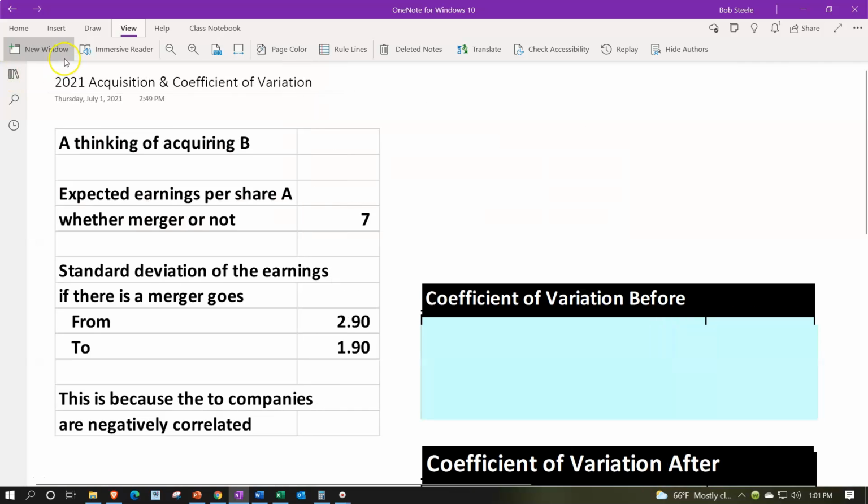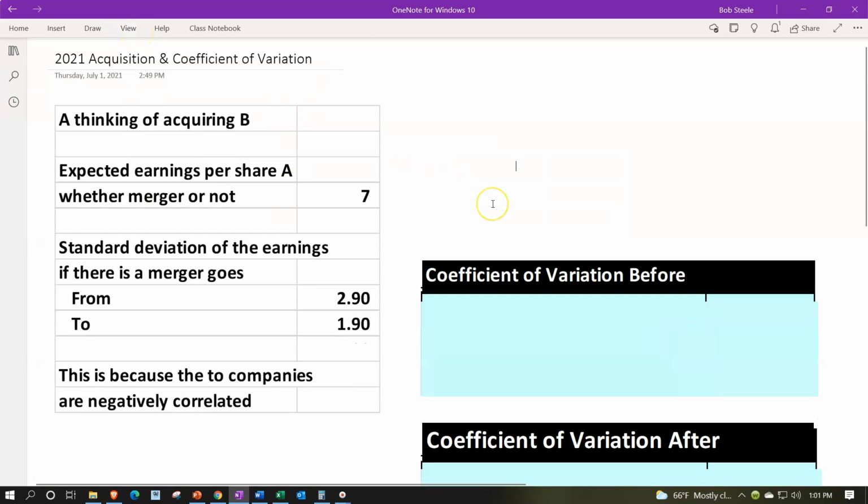Closing the icon, we've got our information up top, calculations down below, and to the right, we're looking at an acquisition type of situation. One company thinking about acquiring another, focusing in on the impact for the earnings per share and the volatility with regards to the earnings per share.